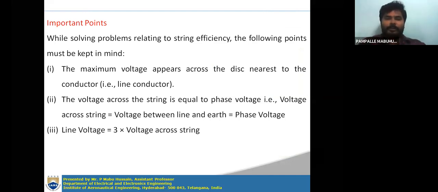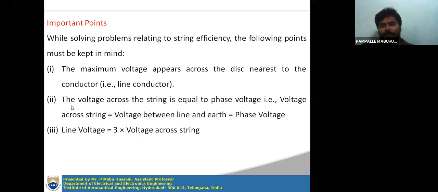So here you have to remember some points. These points will be useful while you are solving problems related to string efficiency. The first point to remember is that the maximum voltage will appear across the disc which is nearer to the conductor. As I said before, the disc nearer to the conductor will have the maximum voltage, and the voltage will keep decreasing as you move towards the cross arm.